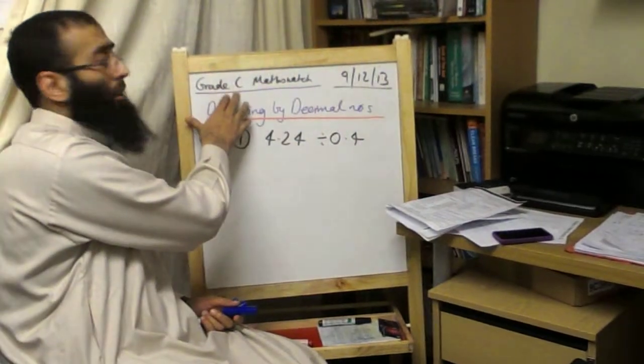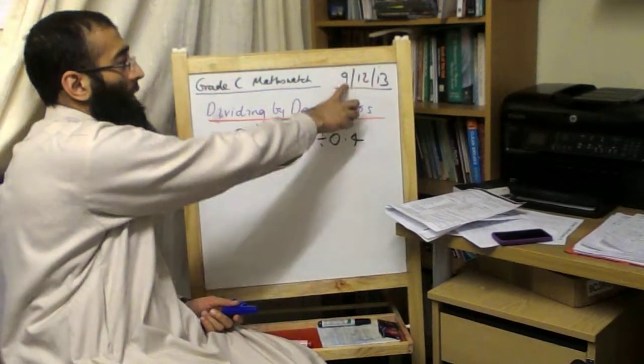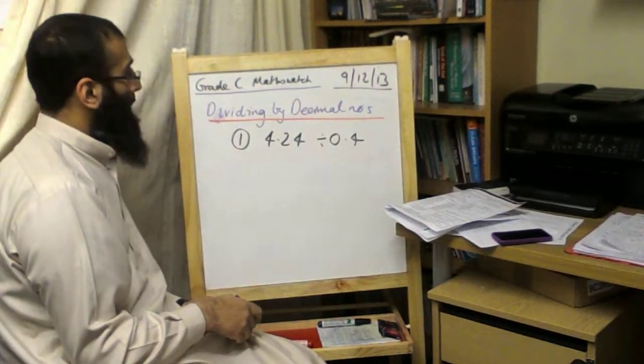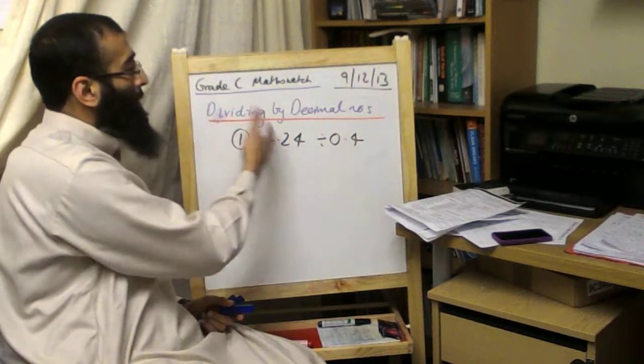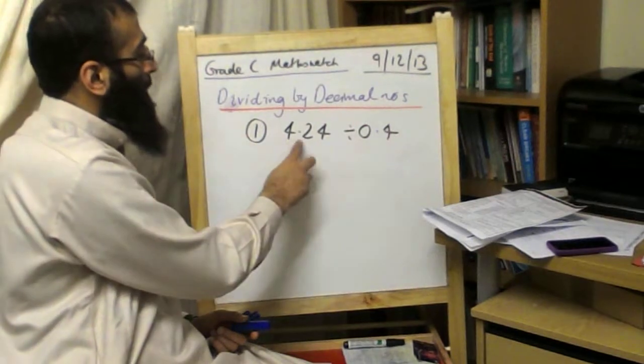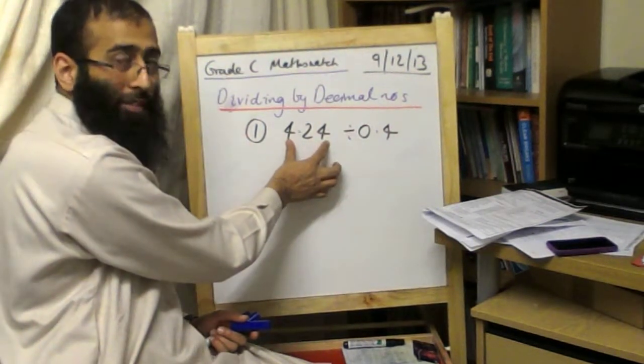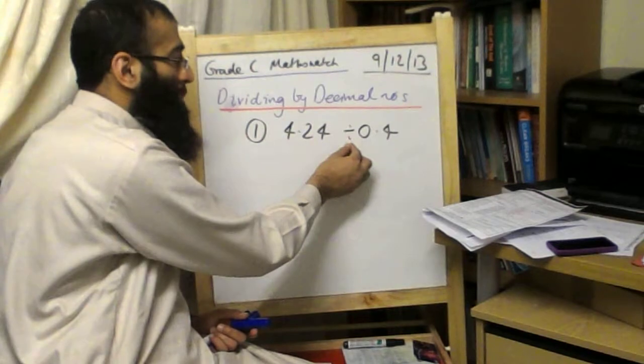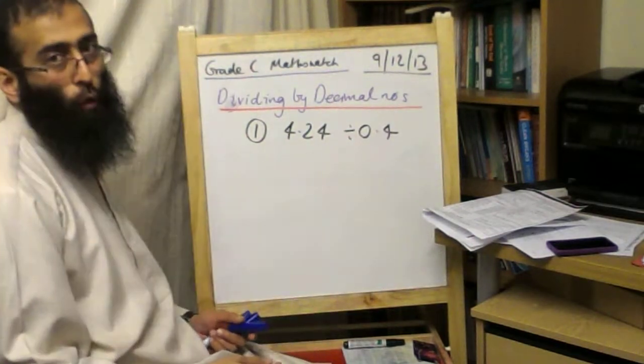We're looking at grade C questions from MathsWatch CD. Today's date is 9th of 12, 2013. The topic we're looking at now is dividing by decimal numbers. So, for example, in this question number 1, we have the number 4.24, which is itself a decimal number, but it's divided by a decimal number, 0.4.